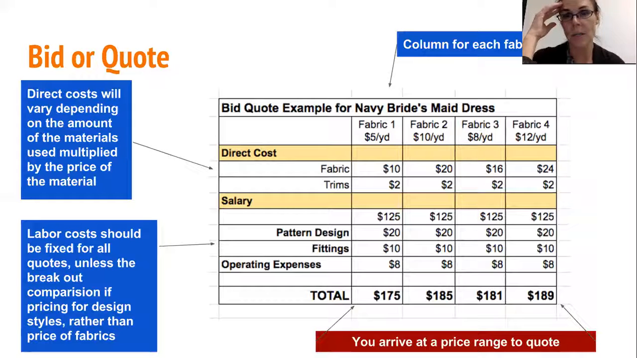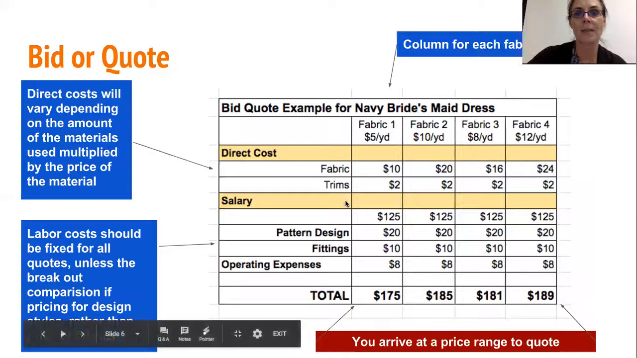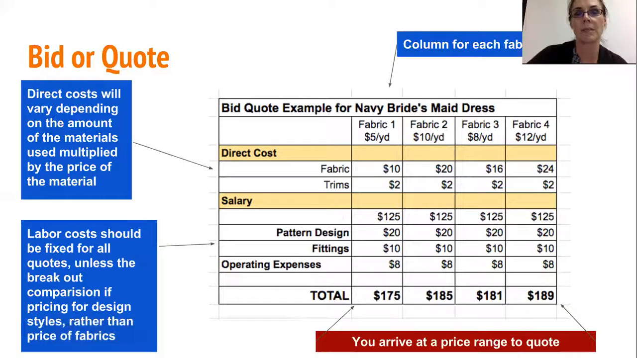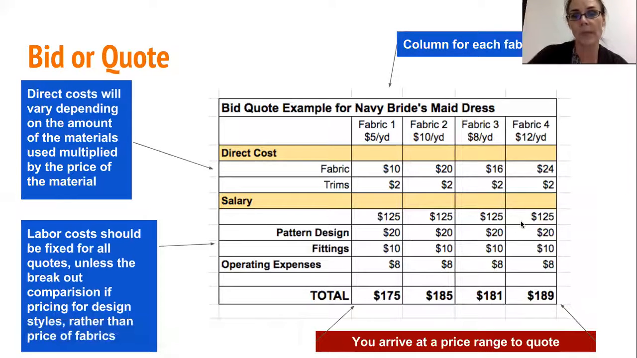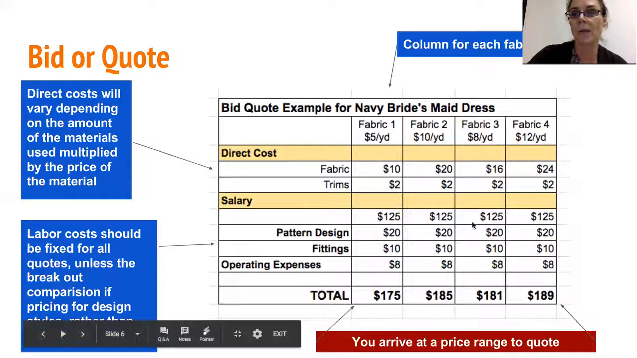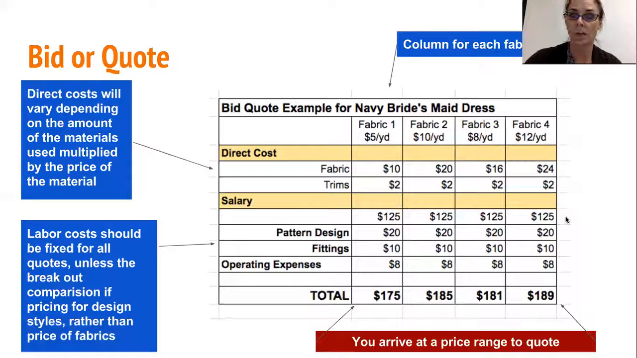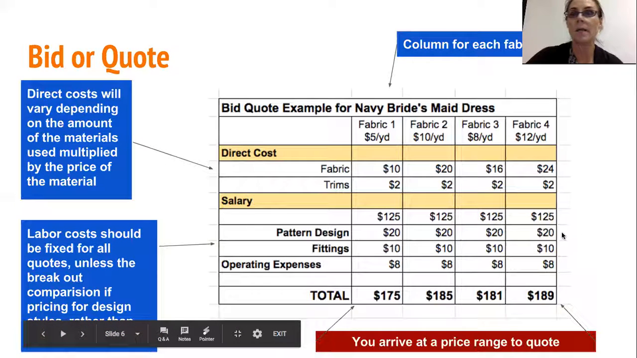That's $24. Now the same trim, the same zipper and hook and eye used on the dress, it's $2 no matter which fabric they go with because it's the same zipper. Now down here under salary, since we decided we'll just go with a set price for whichever design they pick, you plug in that same price no matter which fabric they use. So the salary of 125 is how much you would charge for sewing it. For altering or making the patterns, because she wanted some changes to that original design, is $20.